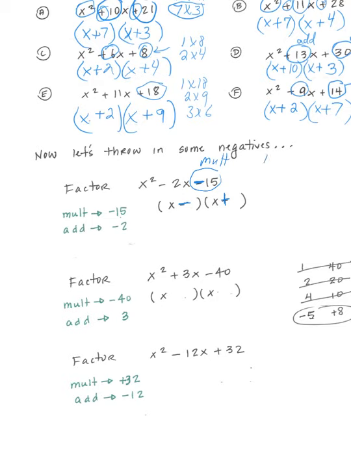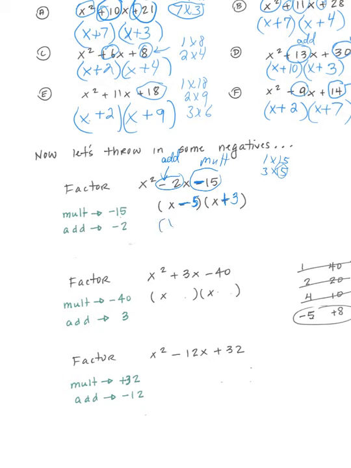And now lay out 15, which is 1 times 15 and 3 times 5. Which one will produce 2? Well, 5 and 3. If I subtract them, because one is positive and one is negative, that's like subtracting them, I'll get 2. However, I want it to add to be negative 2. For the negative to dominate in the final answer, the big number has to have the negative. So the 5 gets the negative sign, and the 3 gets the positive sign.